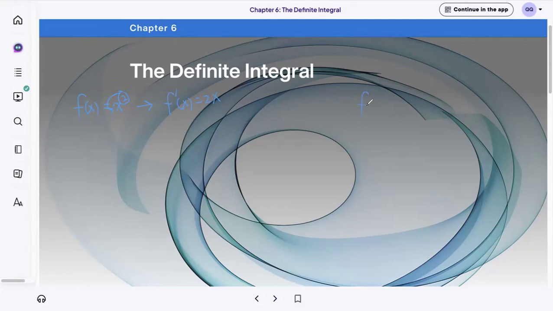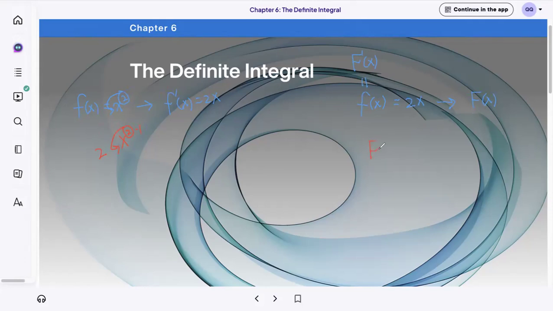Now let's do the other way around. Let's say we're given this function, and it is a derivative of some function. So let's say we're given 2x. How do we recover F? We want to recover the original function, or potential function. So we're going to do the opposite. Before, we subtracted 1 from the exponent. Now we're going to add 1.